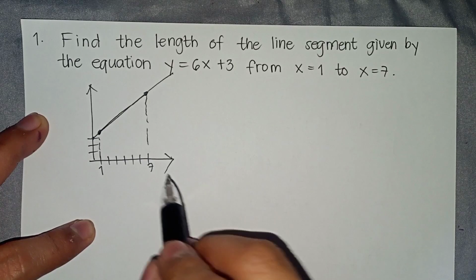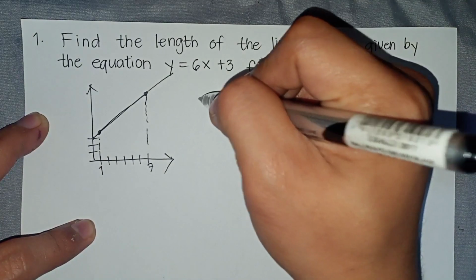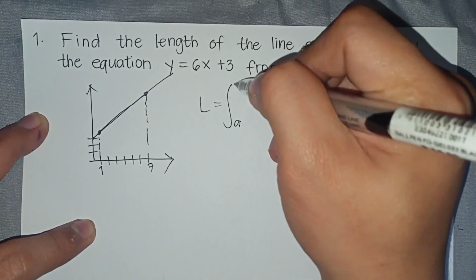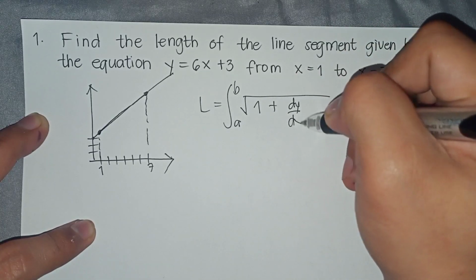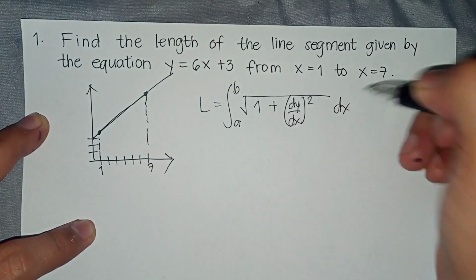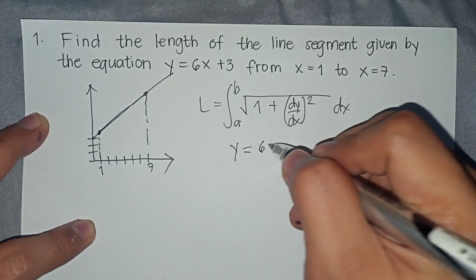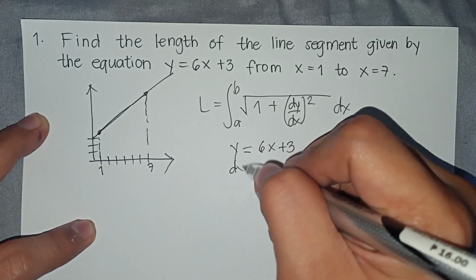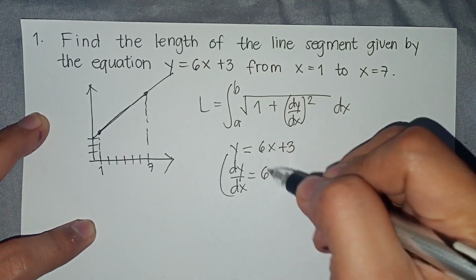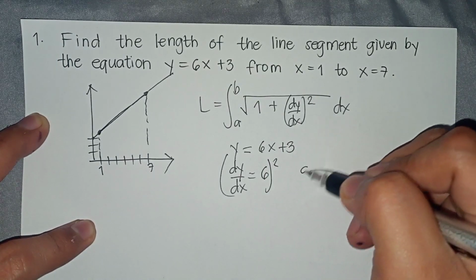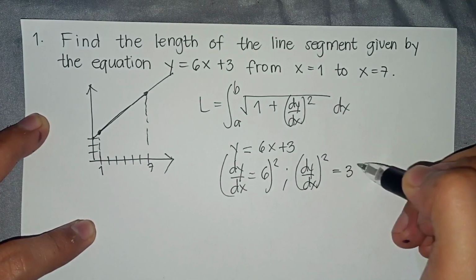So, kung mapapansin nyo, di ba, in terms of x, tas ang interval natin nasa x-axis. So, ang gagamitin natin na formula, yan ay length is equal to integral from a to b square root of 1 plus dy over dx squared times dx. Okay. So, ang value ng y natin, yan ay 6x plus 3. Then, pag kinuha natin yung derivative nito, yan ay magiging equal sa 6. Pagkatapos, pag in-square natin yung buong ito, yan ay magiging dy over dx squared, okay, is equal to 36.